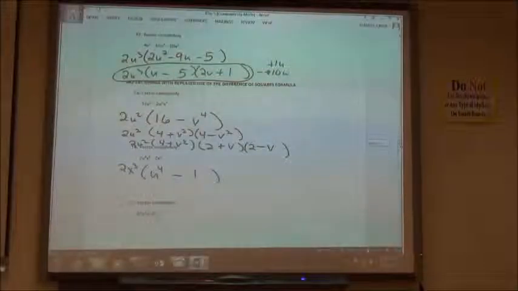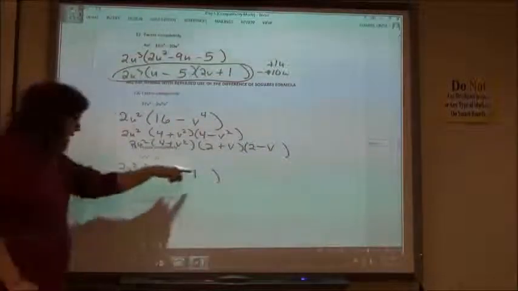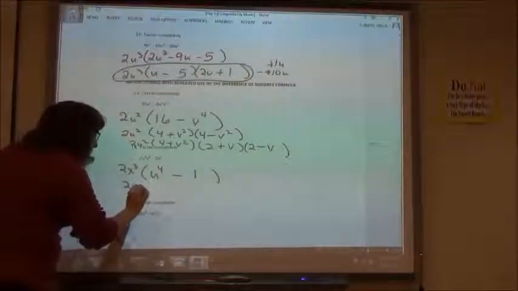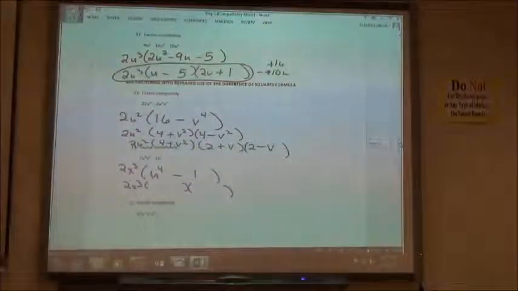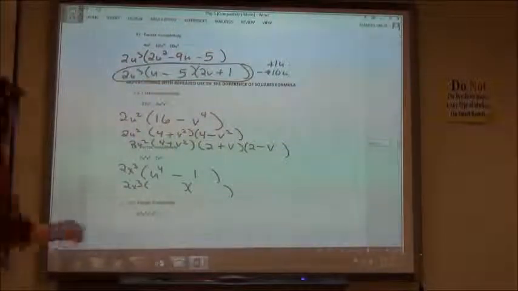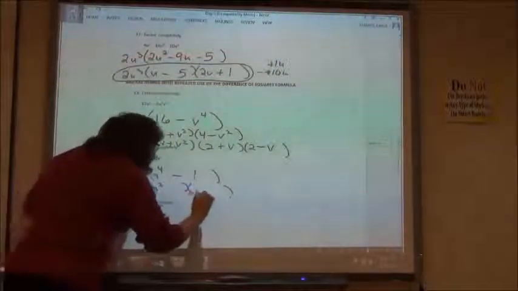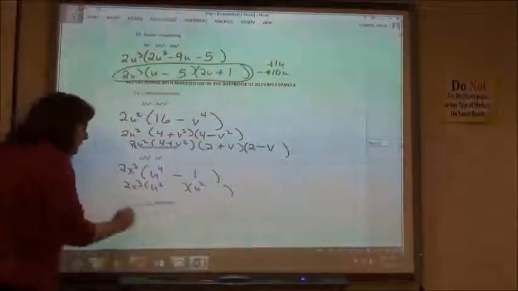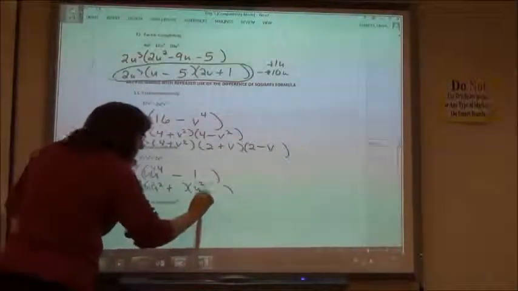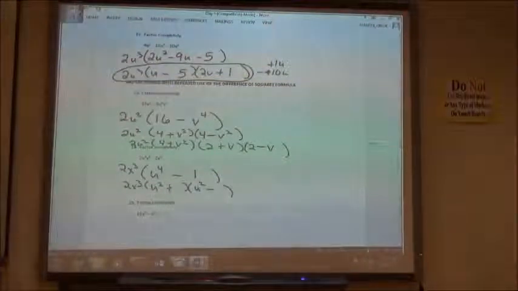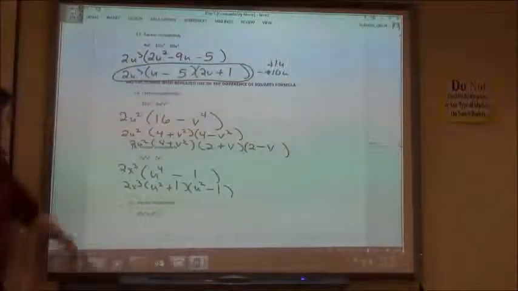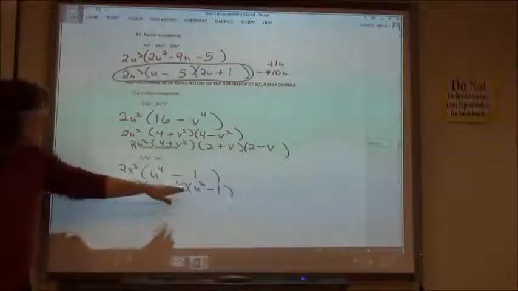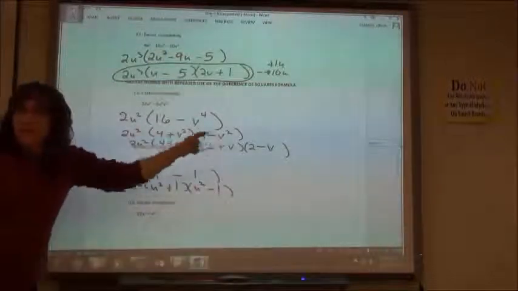Again, I have the difference of perfect squares, so I'm going to factor that. 2x cubed in front, 2 sets of parentheses. What are the factors of u to the fourth? u squared and u squared. Then what am I going to have for my signs? Plus and a minus, and factors of 1, 1 and 1. The one with the plus sign we're not going to do anything with, but the one with the minus sign, we're going to go a second time.